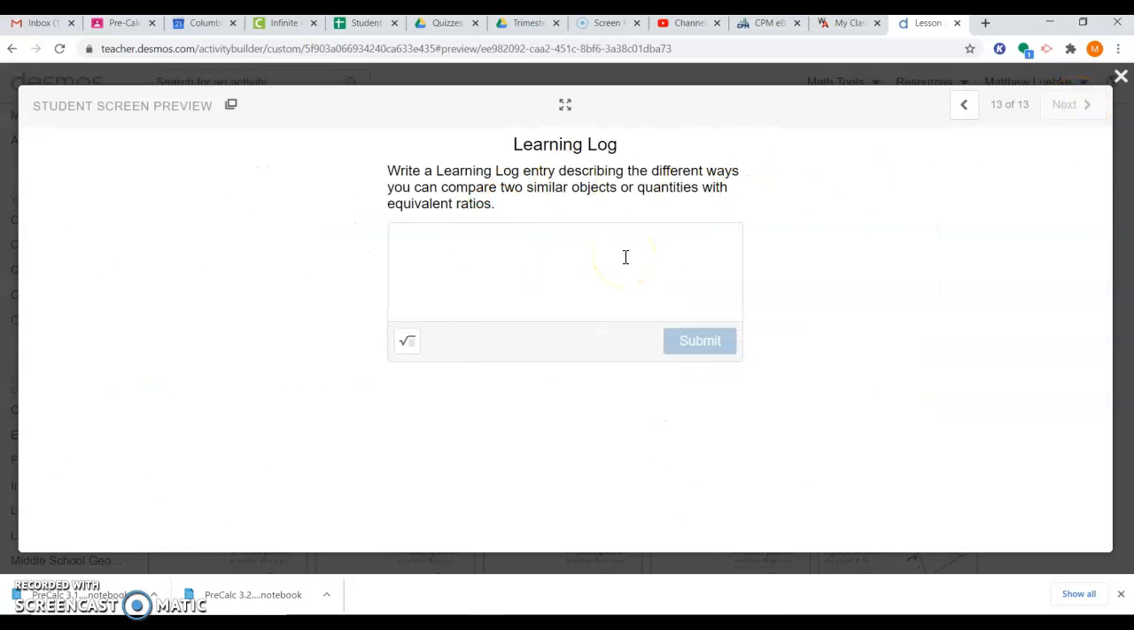Lastly, a learning log. Please try to fill this out to the best of your ability and try to reflect on the lessons that we've gone through so far. How can you compare two similar objects? What kind of quantities, or quantities with equivalent ratios? Okay, how do you set up those equivalent ratios? What do you normally do? Go into detail here. Really try to reflect on what you've been learning in the last 4 lessons at this point.